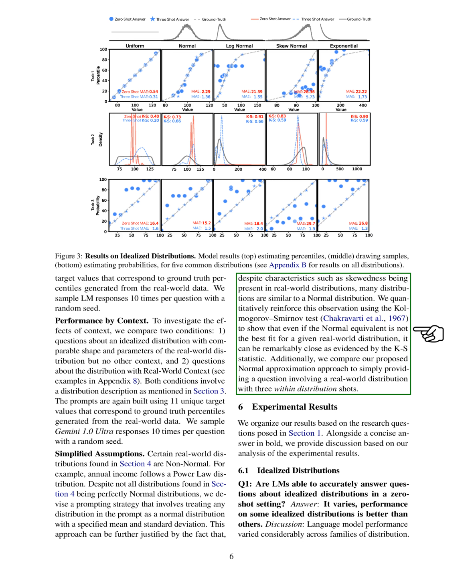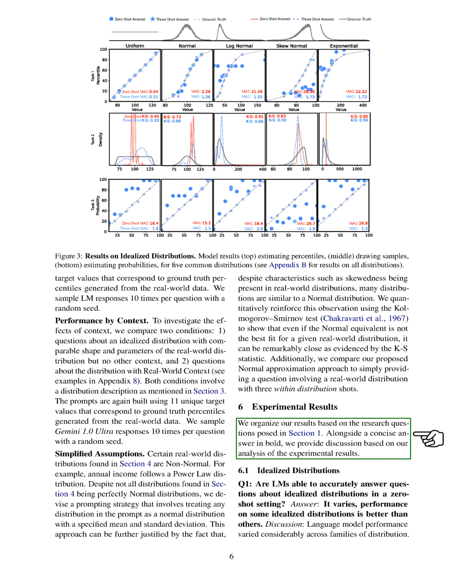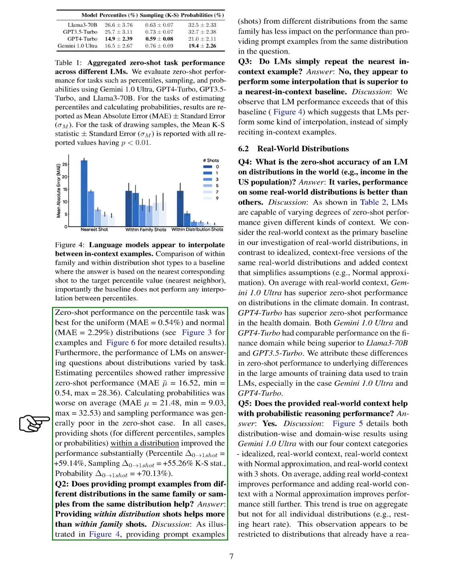Section: Experimental Results. In this section, we present our results based on the research questions we asked earlier. We start by looking at how well language models, LMs, can answer questions about idealized distributions without any prior training. We found that the performance of LMs varied across different types of distributions. For example, they did well on tasks involving percentiles for uniform and normal distributions but struggled with sampling tasks. Providing some examples within a distribution significantly improved their performance.